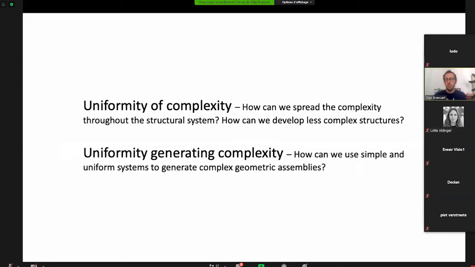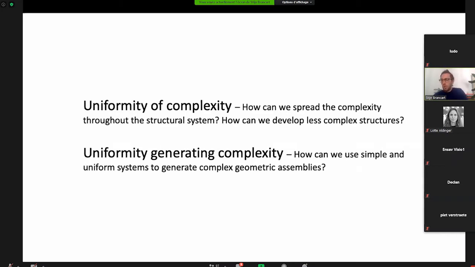But also uniformity generating complexity. So where do we want complexity? We want something that solves complex problems, of course, but maybe we can find a uniform system that can do that as well. So in that way, we don't have to make a lot of different components. Maybe we can do something with all the same components as well.